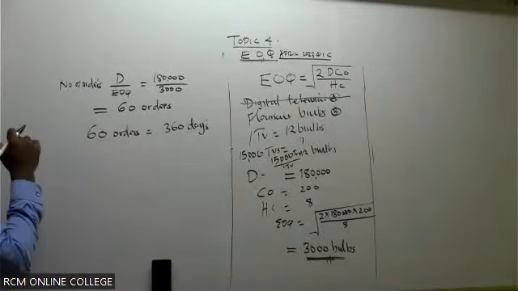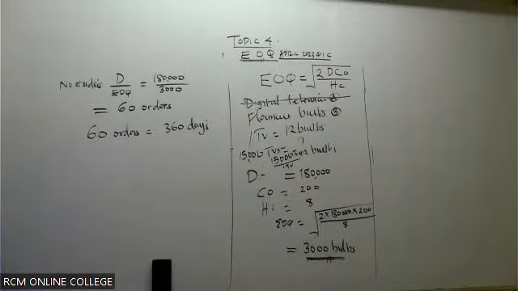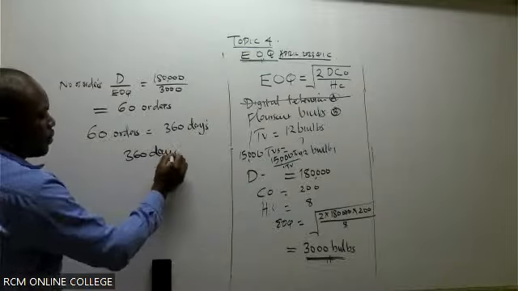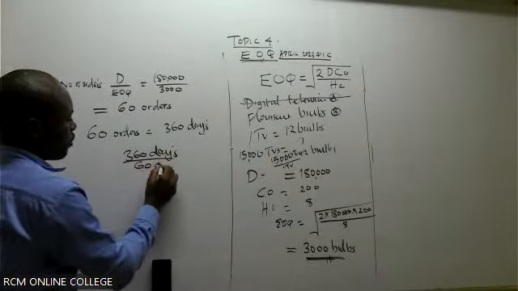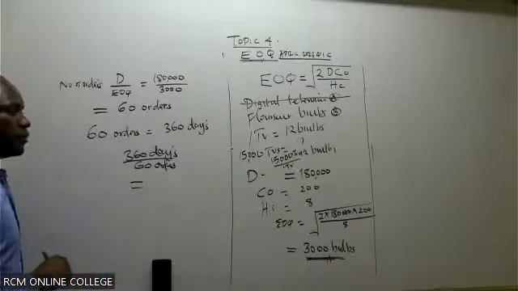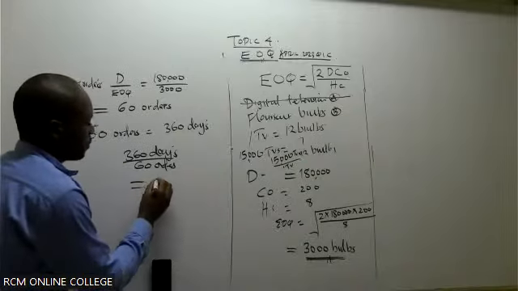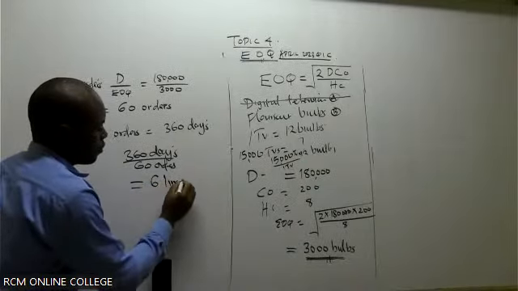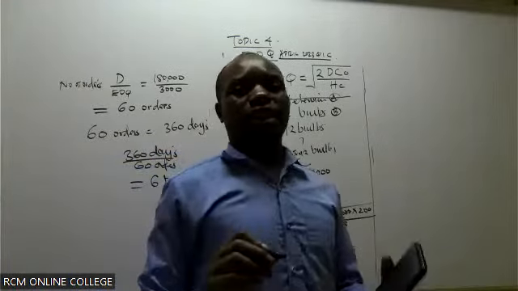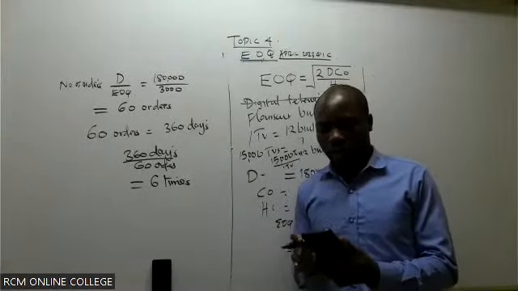So how frequent are they going to do this? 60 orders have been done in a year. So for the interval, we just take our 360 days and divide by 60 orders. What will we have there? 6 times. So that's what you are required to do in that particular question.